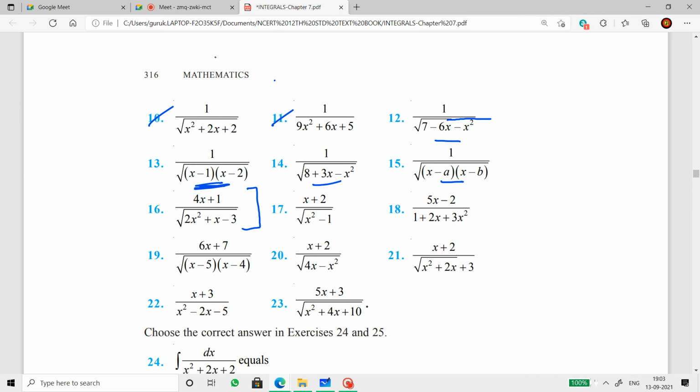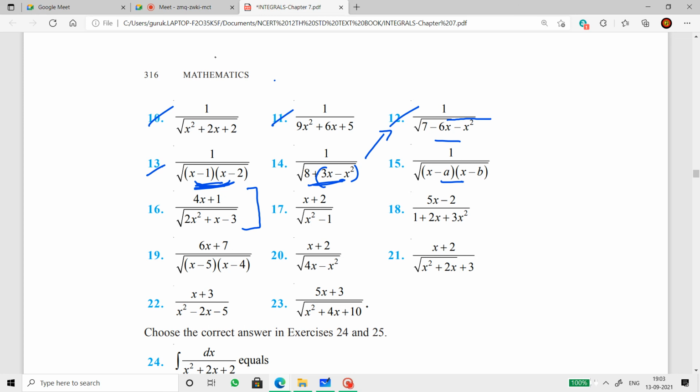Now I completed till question number 12. The same pattern is followed till the 16th sum. For the 13th sum, multiply x minus 1 and x minus 2. You get a quadratic equation. Complete the square, then use the concerned formula. The 14th one, the x square term is negative, so from this take minus out. Follow the process as we did in the 12th one.